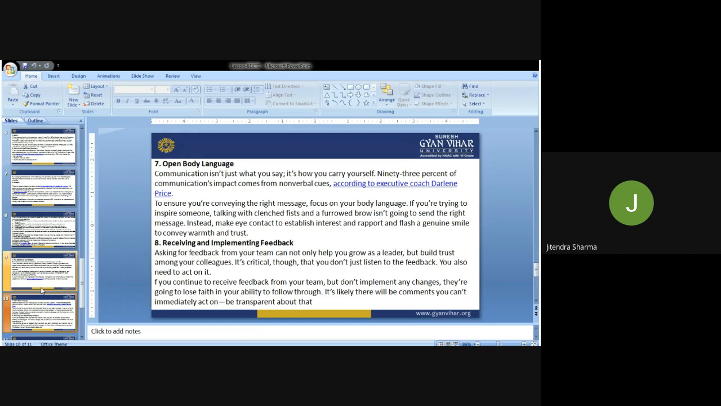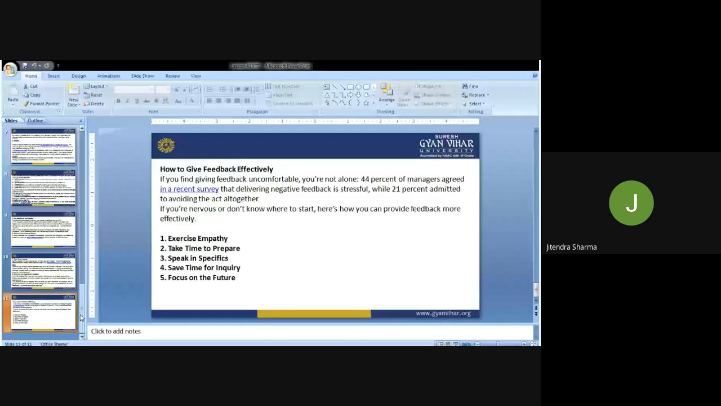That is very important. If you continue to receive feedback from your team but don't implement any changes, they are going to lose faith in your ability to follow through. It is likely there will be comments you cannot act on immediately, so be transparent about that. If for any reason you are busy somewhere else, communicate with them immediately: I have gone through your feedback, and very soon I'll let you know my opinion. So instead of reacting immediately, you have to react and give your feedback on time. Then, how to give feedback is also a very important thing.